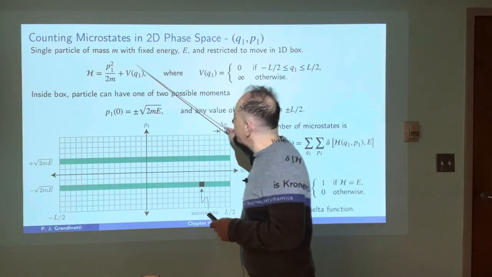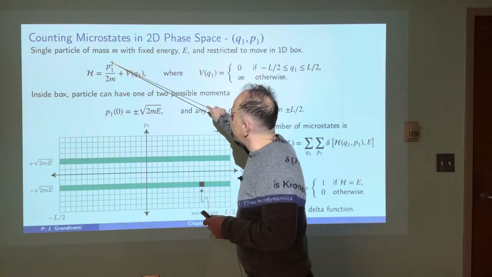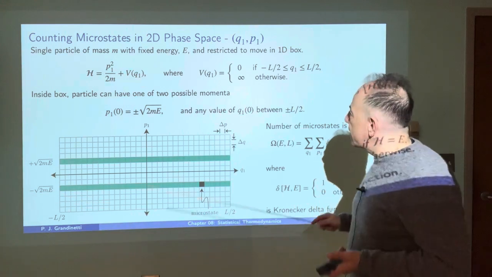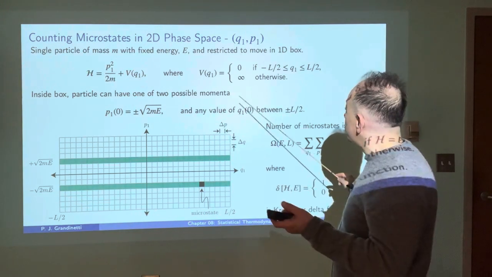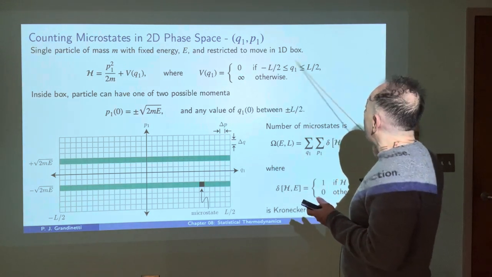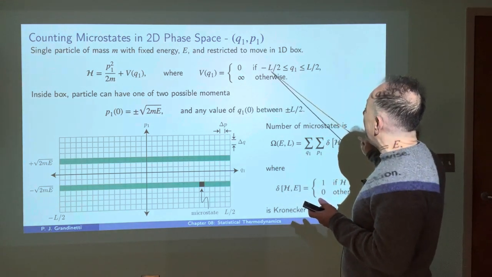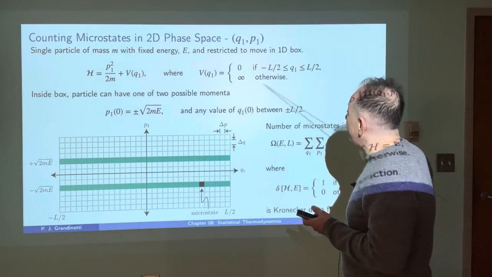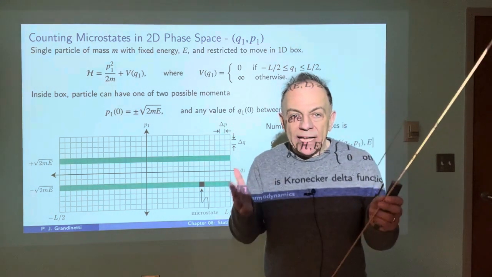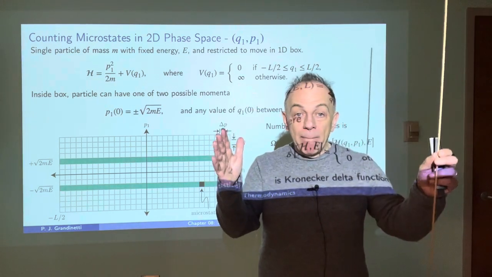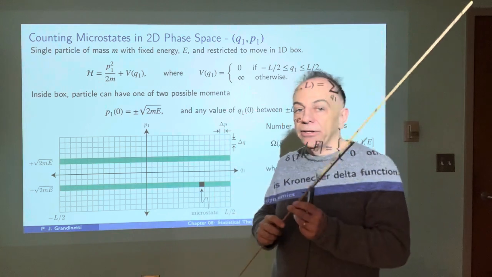So the Hamiltonian would look like this, where this is the kinetic energy term and we have some potential energy function. In this case, we're going to take a simple potential energy function where the potential energy is 0 if the particle is between minus L over 2 and L over 2, and it's infinite otherwise. So in other words, we've created a potential energy function that traps the particle between the two limits minus L over 2 and L over 2.